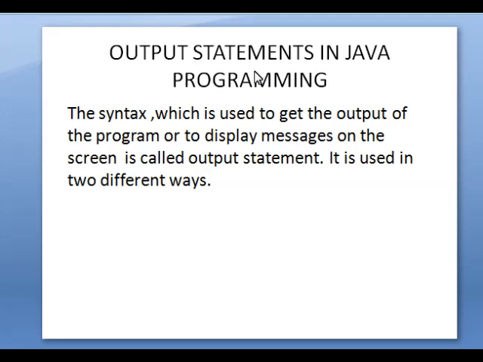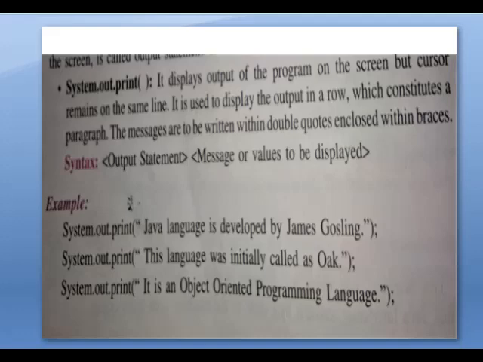Okay students, the syntax which is used to get the output of the program or to display a message on the screen is called an output statement. It is used in two different ways. So what are the two different ways? See, the first one is system.out.print, and the next one is system.out.println.